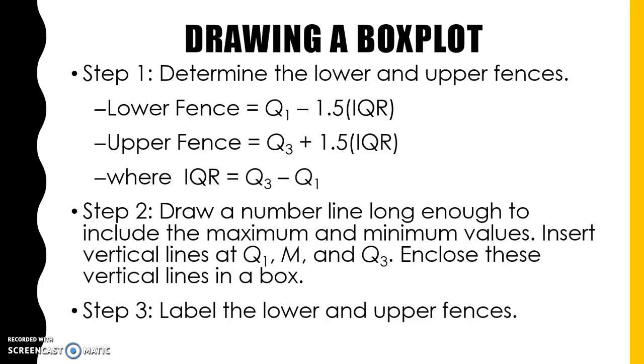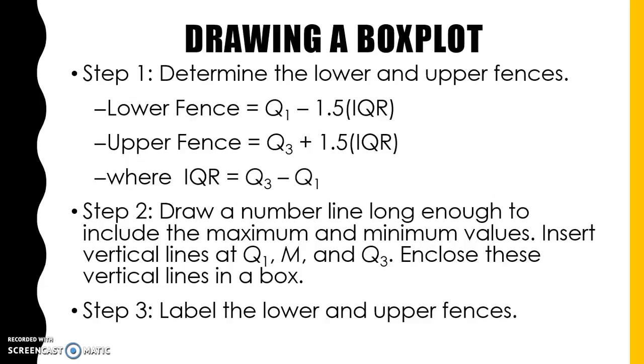To draw the box plot, we need to determine a little bit more. We have to determine upper and lower fences to see if we have any outliers. The lower fence is Q1 minus 1.5 times the IQR, and the upper fence is Q3 plus 1.5 times the IQR. And the IQR is Q3 minus Q1.